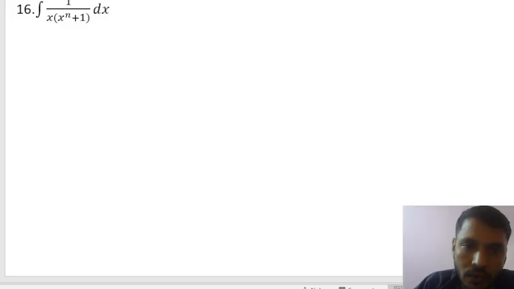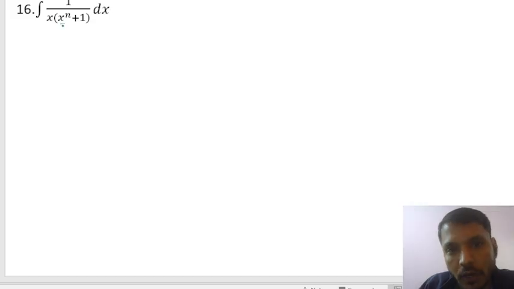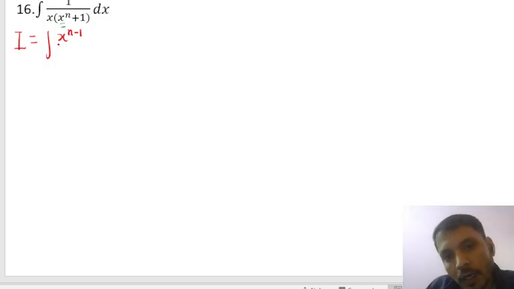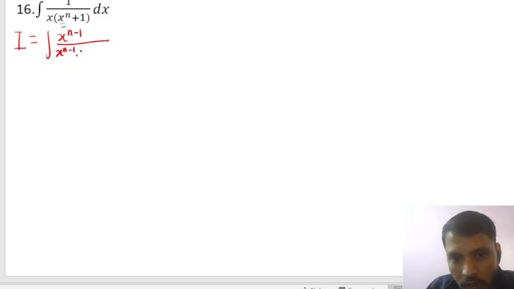I am just telling you to concentrate on this part, x to the power n. So the differentiation of x to the power n is what? n x to the power n minus 1. So that's what I am going to do here. I am going to write I is equal to, multiply and divide with the differentiation of x to the power n, with only the variable part. Means here multiply with x to the power n minus 1 and divide also with x to the power n minus 1. And here already one x is there, so that we can apply the substitution here.